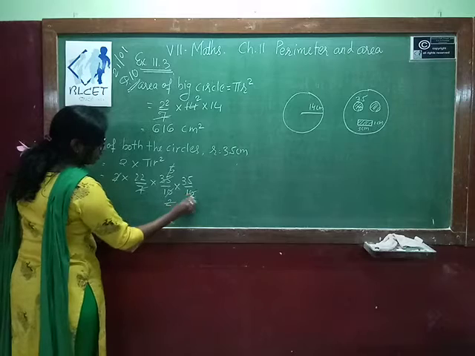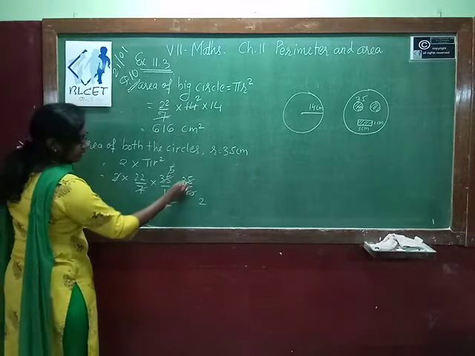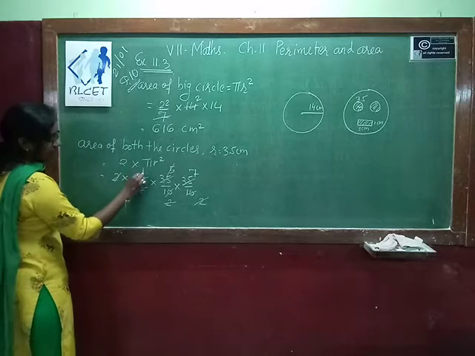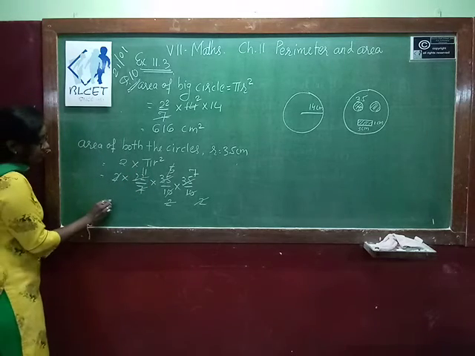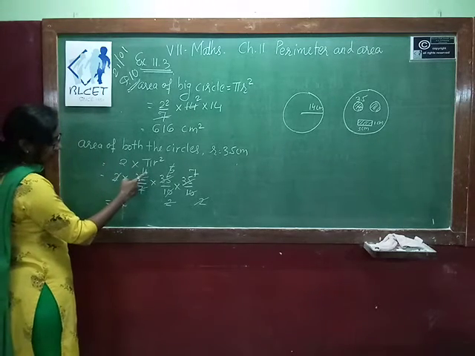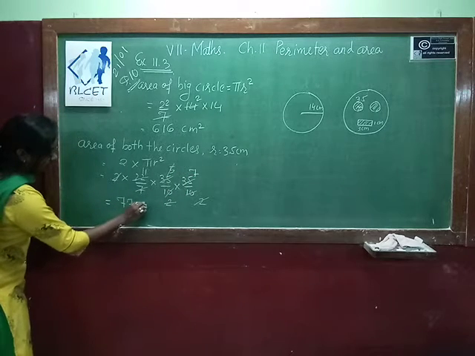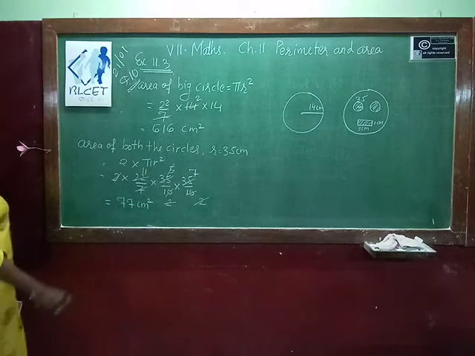Again here it is 2 fives are 10, 7 fives are 35. This 2 elevens are 22. So what is the answer? The area of both the circles is 11 into 7, that is 77 centimeter square.